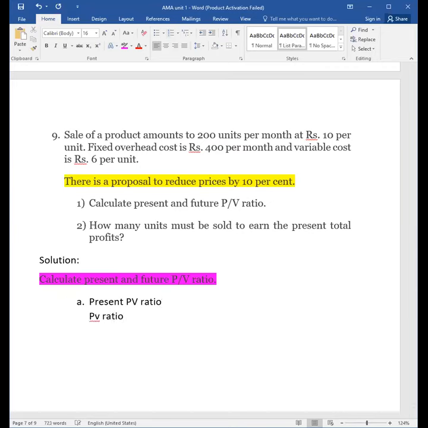PV ratio is equal to contribution divided by sales into 100. I should get the formulas from you. PV ratio is equal to contribution divided by sales. Why did we not use change in profit divided by change in sales? Because this is not given for two different periods. It's given for only one period.